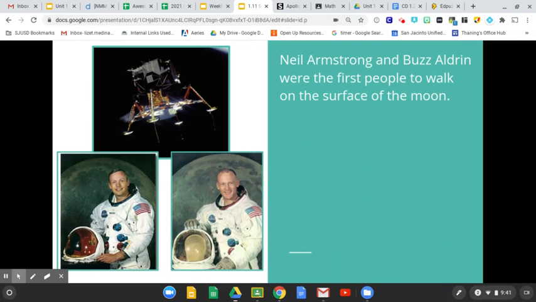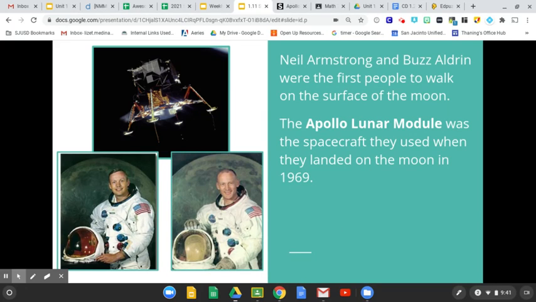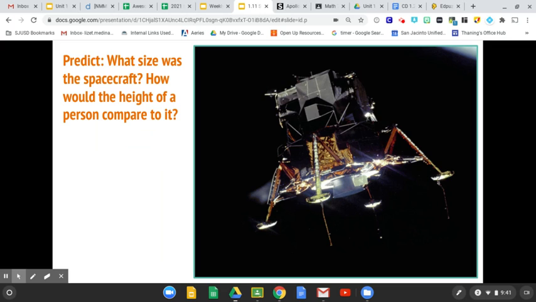Neil Armstrong and Buzz Aldrin were the first people to walk on the surface of the moon. The Apollo lunar module was the spacecraft they used when they landed on the moon in 1969. So that spacecraft is pictured here on the top. The landing module was one part of a larger spacecraft that was launched from Earth. Predict. What size was the spacecraft? How would the height of a person compare to it?